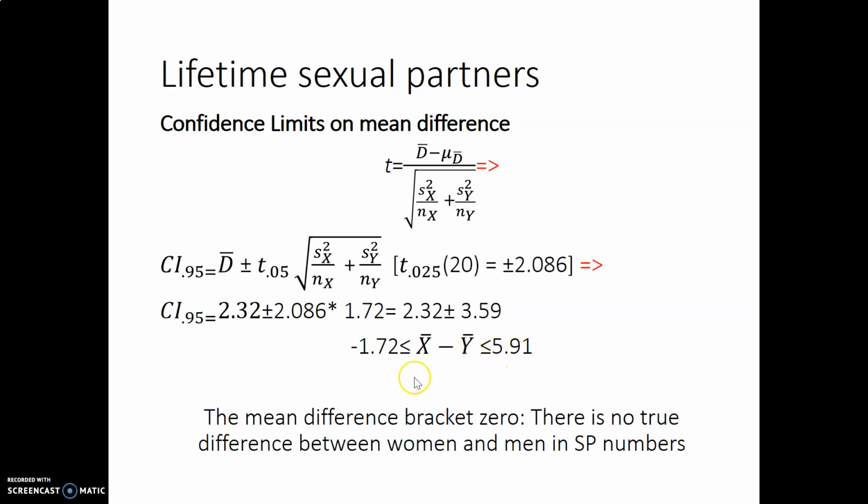And please note that this interval brackets 0 here. So what does it mean? It means that it is possible that there is no true difference between women and men in terms of their sexual partner numbers throughout their lifetime. So that is this confidence limit here.